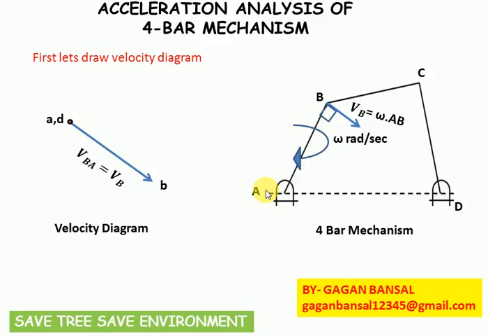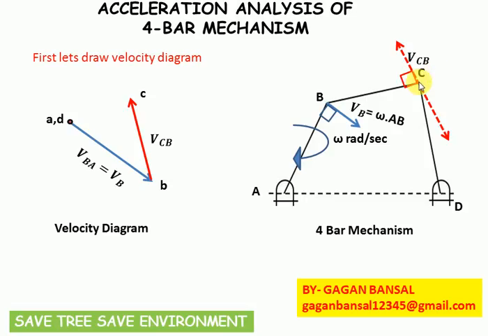Now coming to link BC, the velocity of point C with respect to B is perpendicular to BC. Yes, we know the orientation, that it is perpendicular to BC. It can be in the upward or downward direction. So from point b, we'll draw a vector which is perpendicular to link BC. This small bc represents the vector which is perpendicular to link BC.